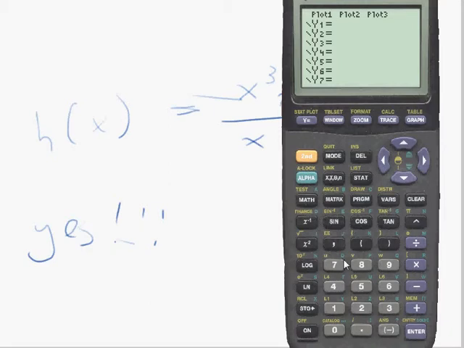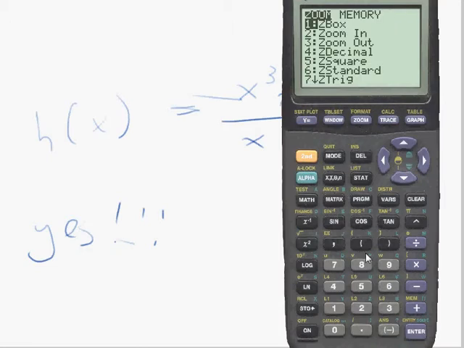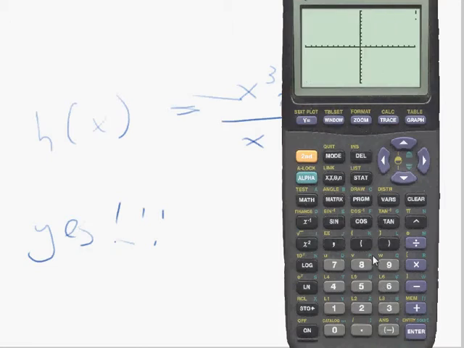Alright, open parentheses, X cubed. There's an X and then a caret and a 3. Plus X. Close parentheses. Divided by X. Hit zoom 6. And that automatically takes you to what's called the standard window, which is negative 10 to 10.